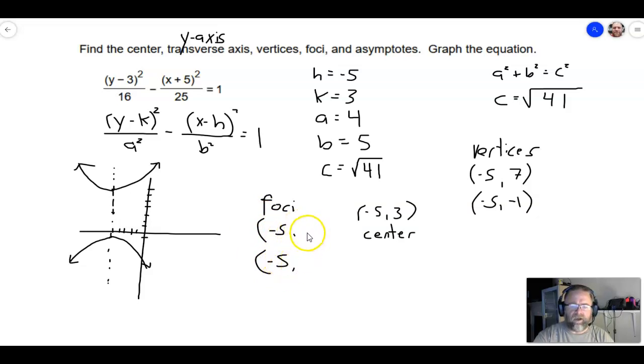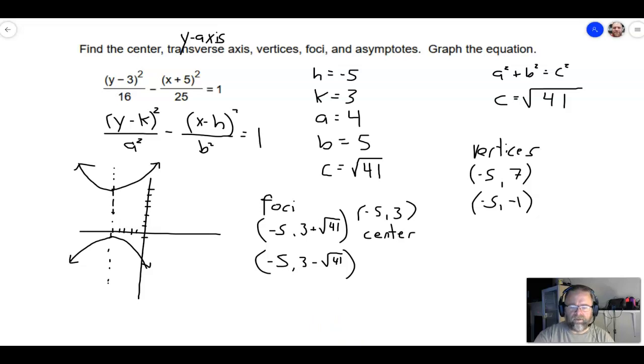And then the y value, since this is not a whole number, we can just write this as 3 plus the square root of 41. That will be our upper focus. And then we're going to do 3 minus the square root of 41. And that will be our lower focus.